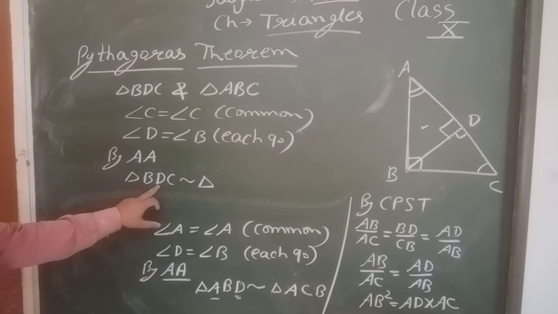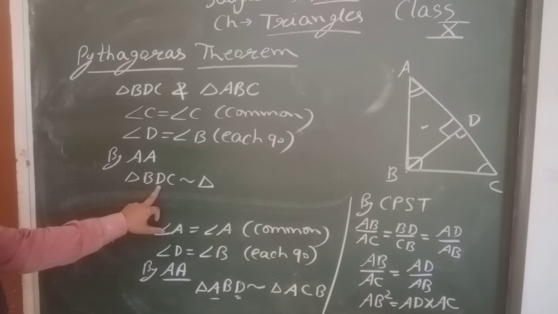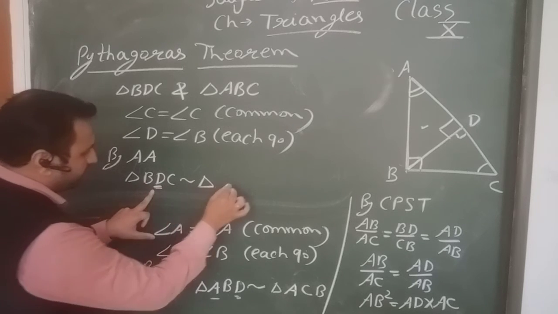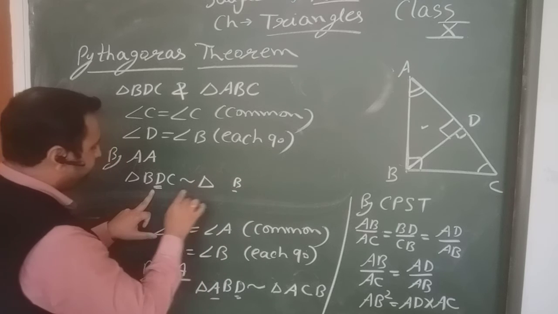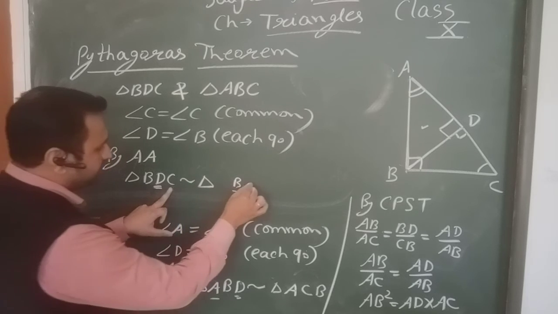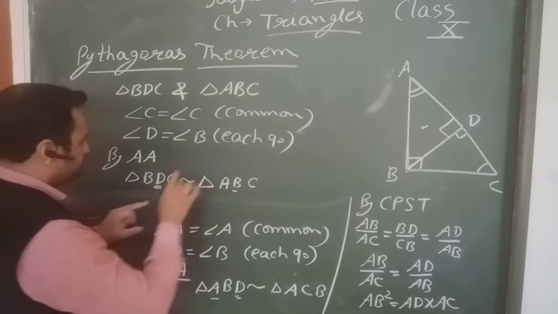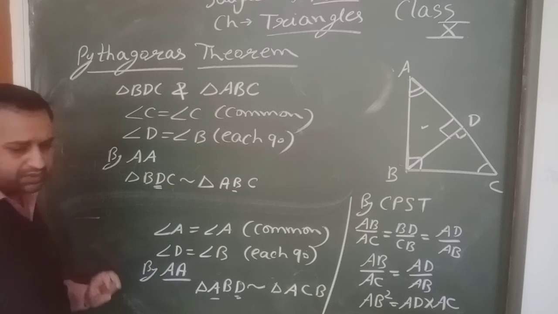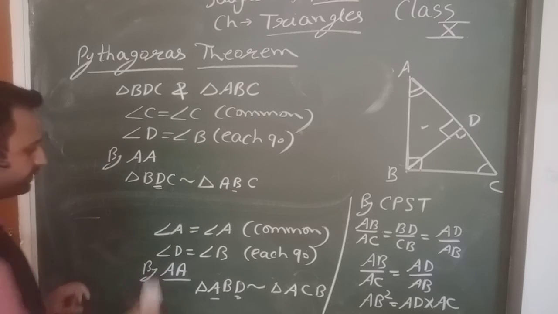We have to match angle D equal to angle B, so we just note down angle B here, and angle C equal to angle C. So triangle BDC is similar to triangle ABC.